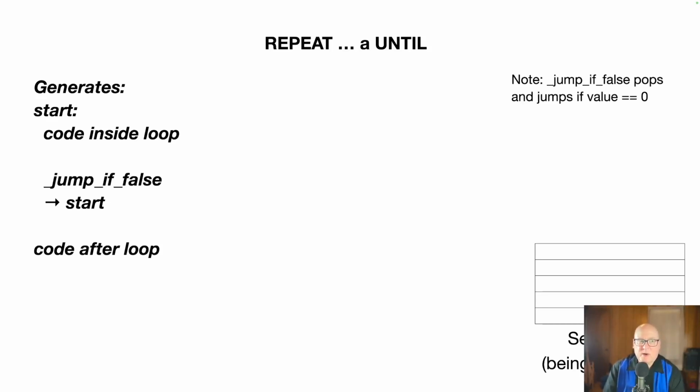If we were writing the new code in assembly language, we'd say start is the beginning point of the thing, kind of where the repeat is. Then we have the code inside the loop. And then we'll do a jump if false back to start. Otherwise, we'll just fall through and carry forward. Okay, so let's see how each of these pieces makes that happen.